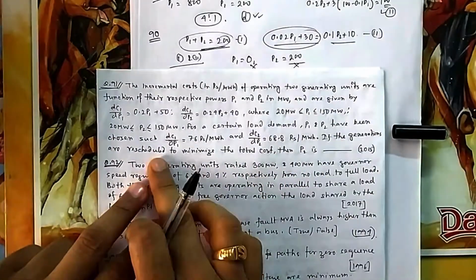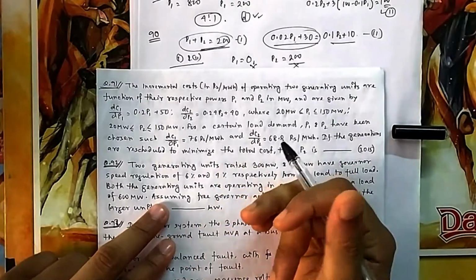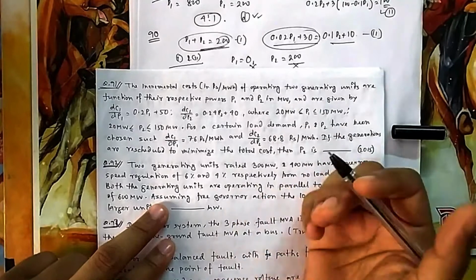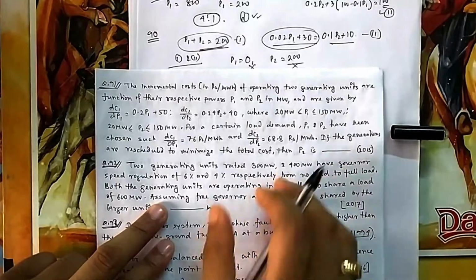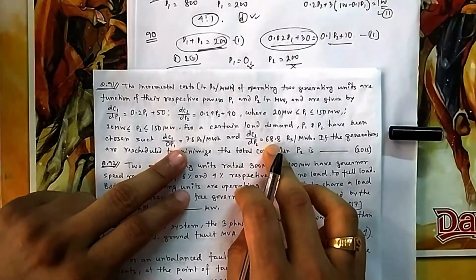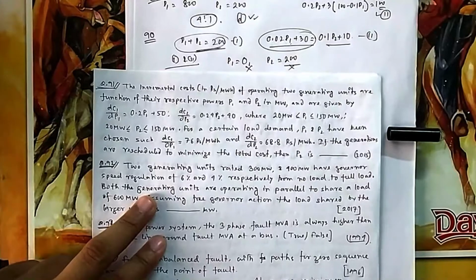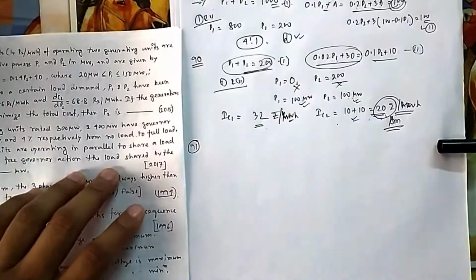Now if the generators are rescheduled to minimize the total cost, that is, an economic schedule has been done, then what should we do? That means these two should be equal. So let me see first when it is 76 and when it is 68.6, how much they are delivering. From that you will know the total load demand at that point.